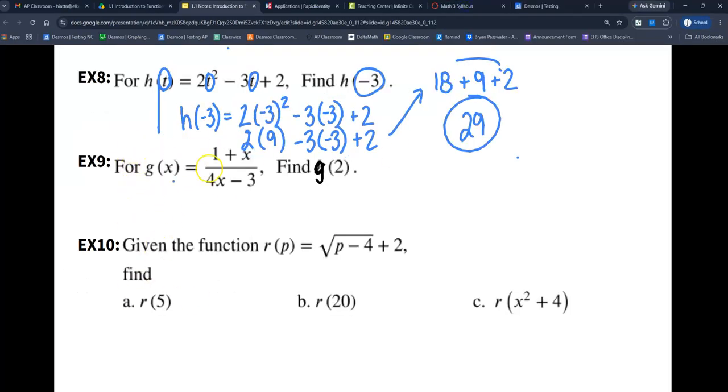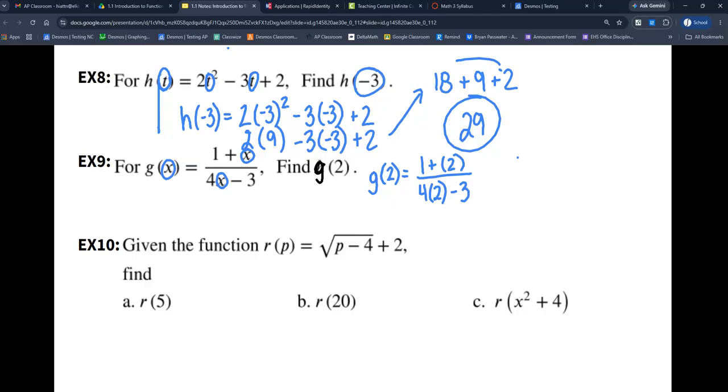I'm going to do it without the calculator. You are going to take all those x's and replace them with 2's. So we're going to have g of 2. That's just a label. We're not doing anything with that. 1 plus 2 over 4 times 2 minus 3.